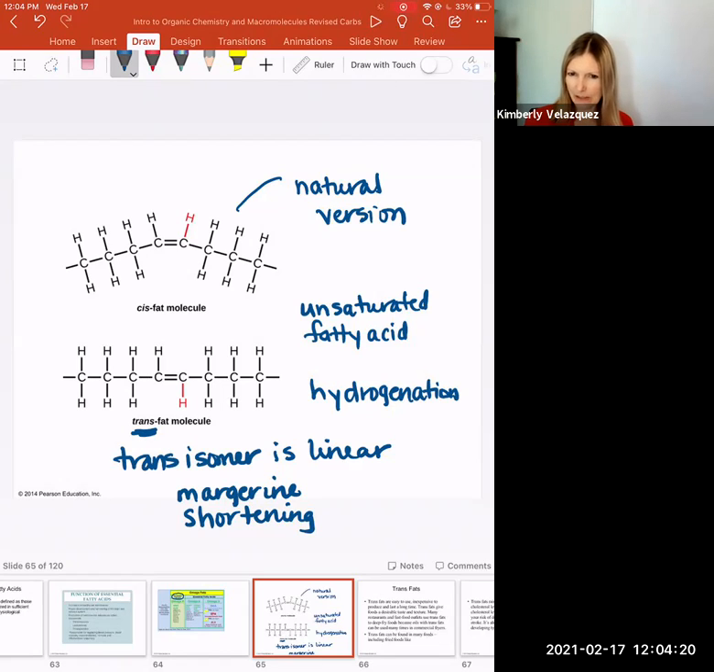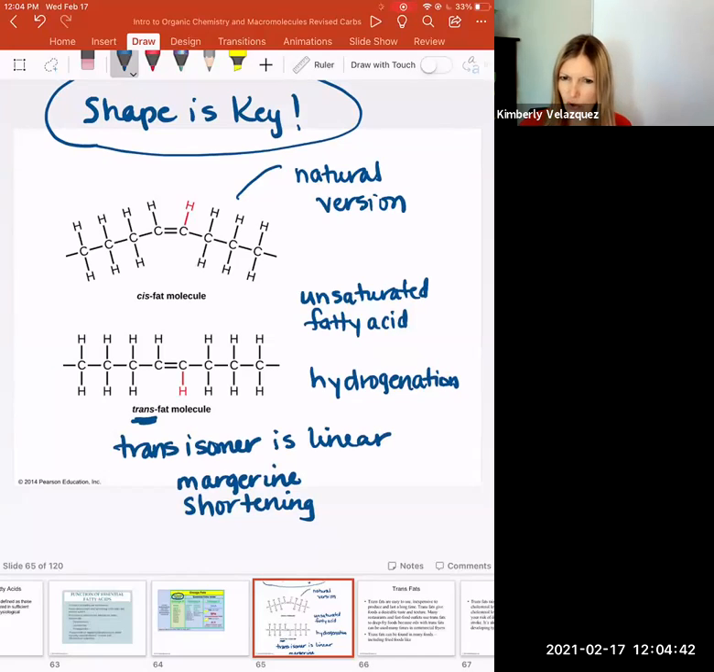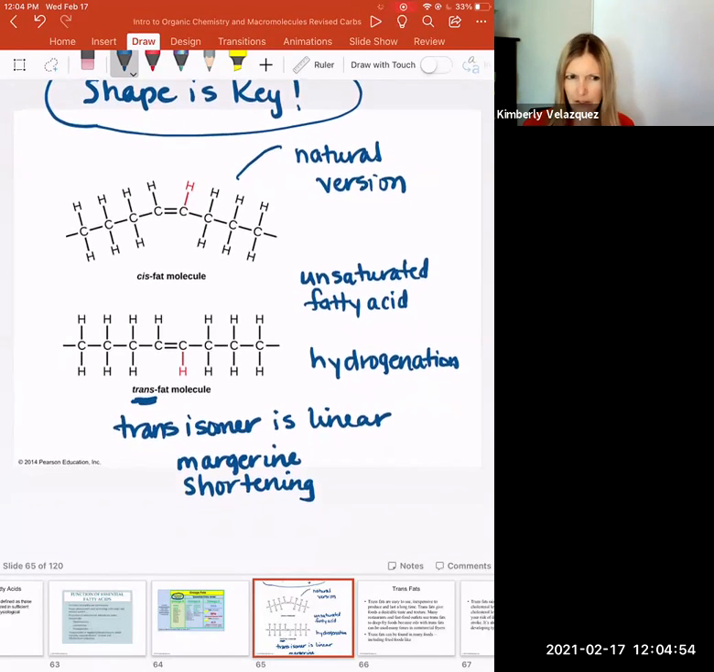Remember, the body recognizes shapes. Your cells recognize shape. So shape is so important. Here's my famous quote: shape is key. We have evolved to be able to process saturated and unsaturated fatty acids. We do not have the ability to process the trans fats. Okay, so you don't use these trans fats to build phospholipids. You don't use these trans fats to build any structures or hormones or anything else in the body. All these do is clog your arteries and kill you.